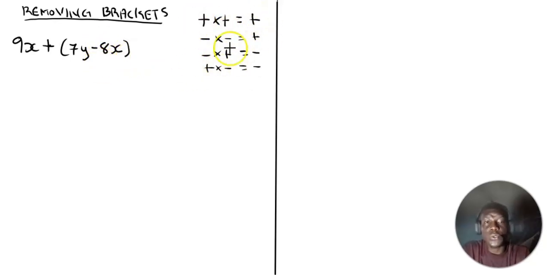The multiplication rules, because removing brackets is like multiplication, so you multiply out the bracket. So in multiplication of signs, we have plus times plus, we give you plus; minus times minus, we give you plus; minus times plus, we give you minus; then plus times minus, we give you minus. Now when we are applying these rules, we also refer back to this place.